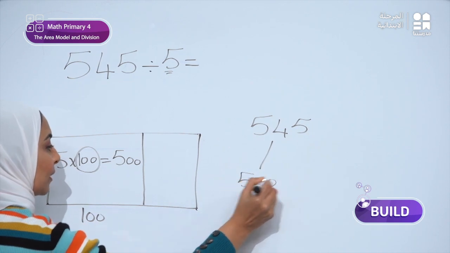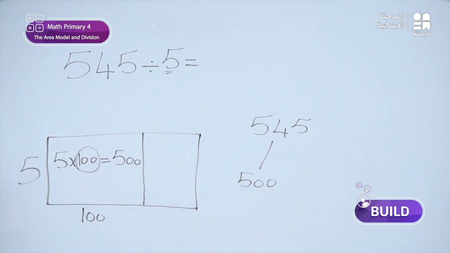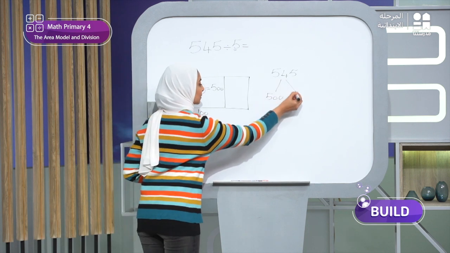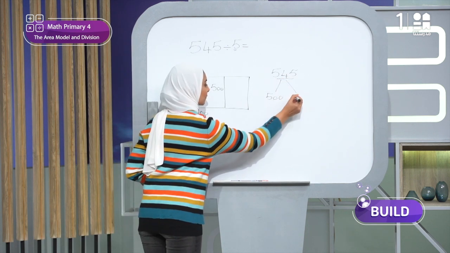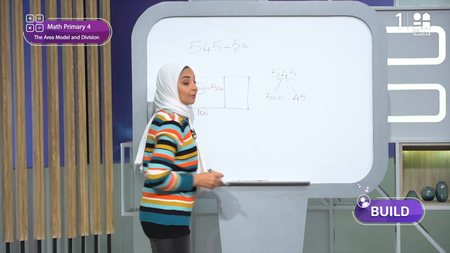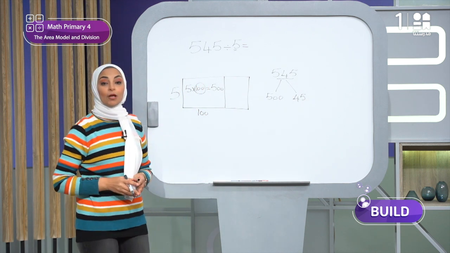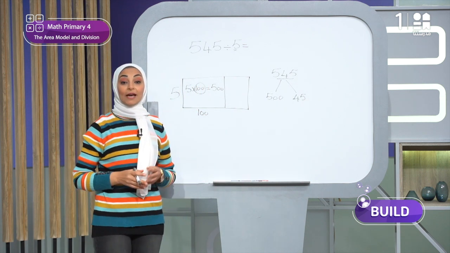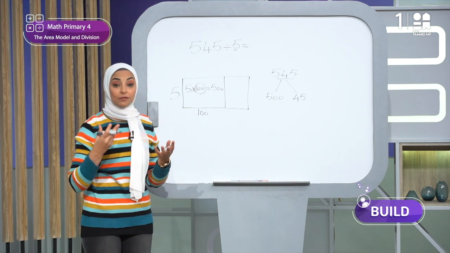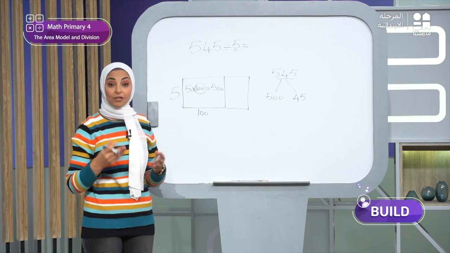I will subtract from it 500. The remainder is what? Of course, 45 left. So we have 545. Then, what should I do? Of course, most of us will say that 45 equals 5 times 9. Isn't 45 equal to 5 times 9?